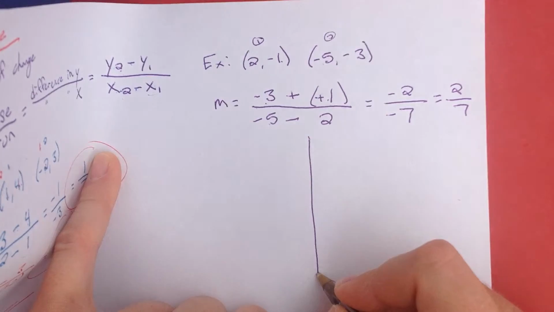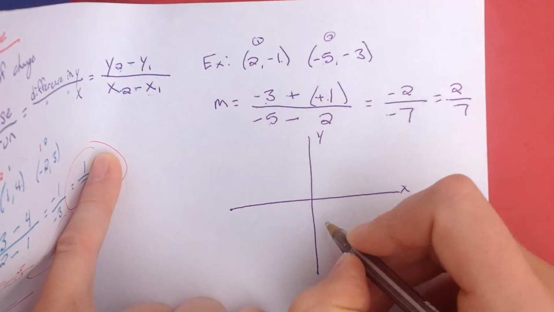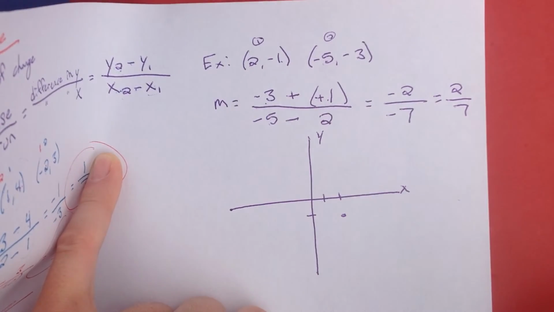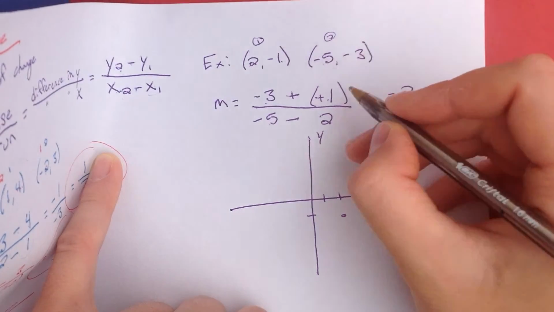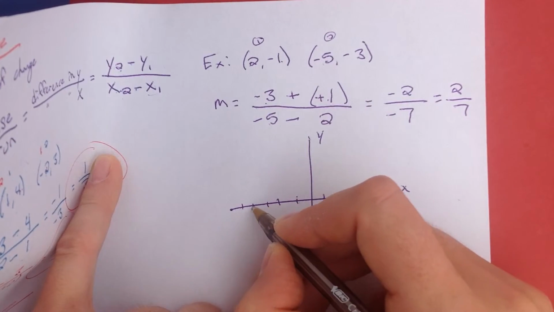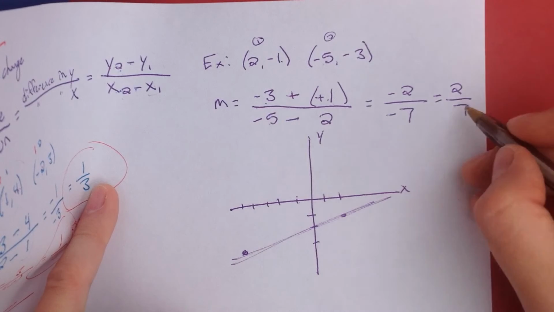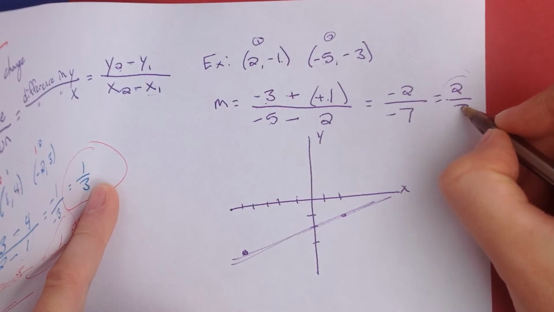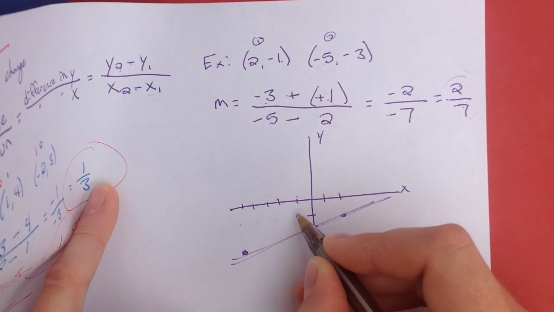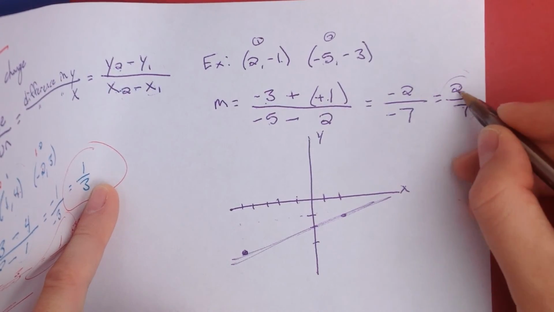So once again on a graph, what this looks like is we have our first point at (2, -1), so over 2, down 1, and our second point at (-5, -3), so 1, 2, 3, 4, 5, down 3. We have our second point. We'd have this line between the two, but what this slope means, rise over run, is up 2 over 7, up 2, 1, 2, 3, 4, 5, 6, 7. So to go from this point on the left to this point on the right, we'd go up 2 over 7.